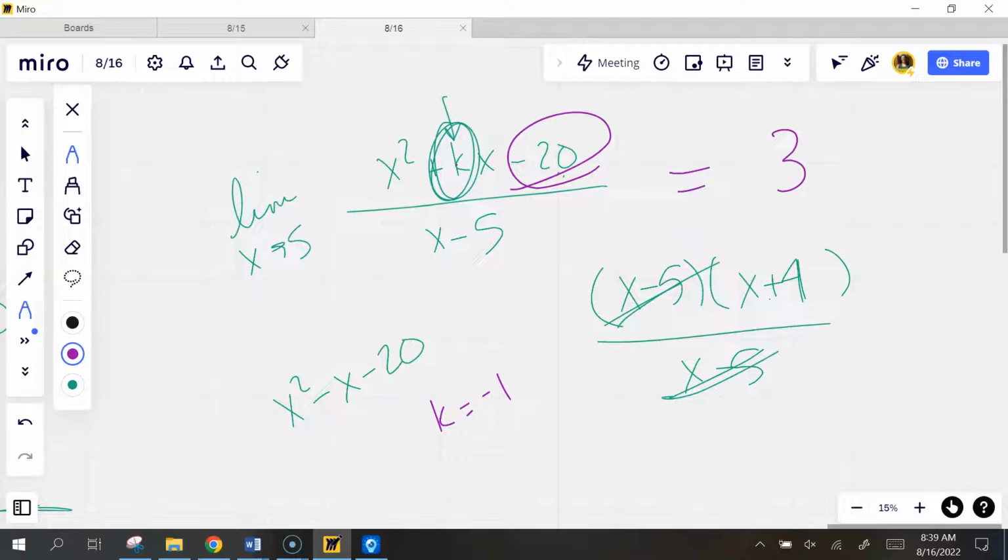If I put a 1 in, right? No, it goes to 5. 9. Sorry. Those get so confusing.